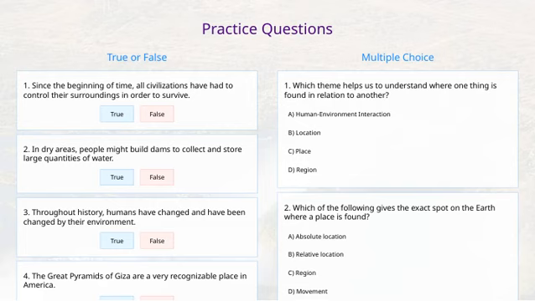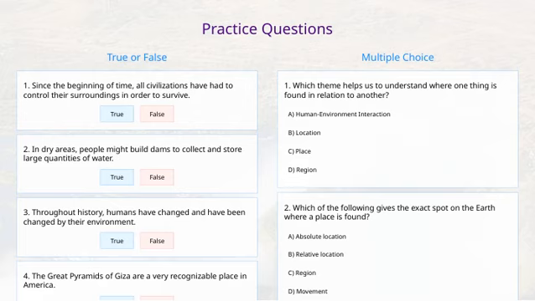First, we have true or false questions. Remember, these are designed to check your understanding of how civilizations have interacted with their environments. The first statement says, "Since the beginning of time, all civilizations have had to control their surroundings in order to survive." Think about that. Most civilizations have indeed had to adapt and manage their environment to thrive. Do you think that's true or false?